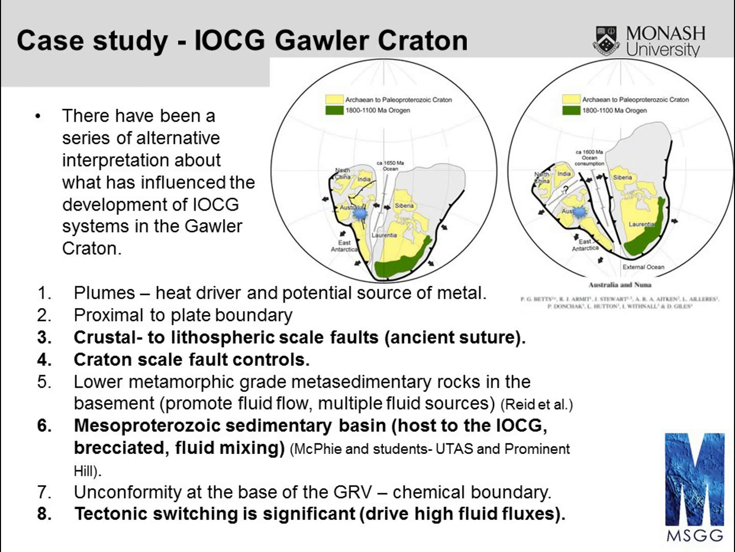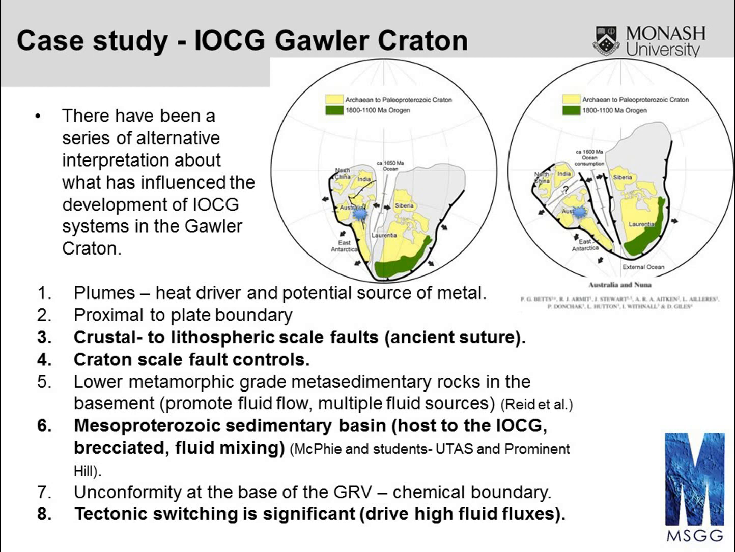They both host IOCG mineral systems, large ore bodies, at different crustal levels and at different times. And then when you speak to people about what causes those IOCGs, it's like, let's put some money into a pot and pick out a lucky winner, a lucky dip. But plumes is one that people invoke, and there's evidence for a plume. Proximity to a plate boundary, crustal lithospheric scale faults, as Stefan pointed out, craton scale normal fault controls.